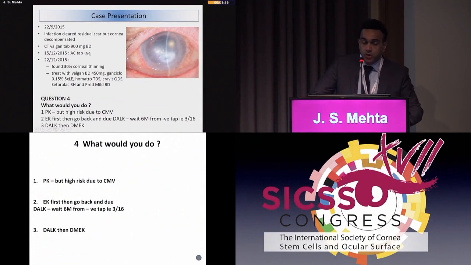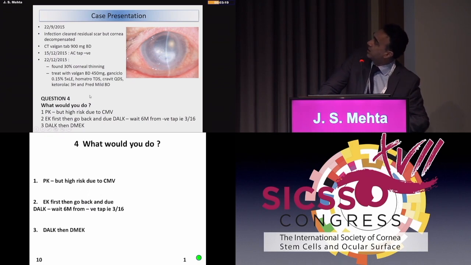So we continued him on his oral valganciclovir tablets. We found him to have 30% thinning, and he remained on this treatment with valganciclovir, ganciclovir ointment, tropicamide and Cravit. He was on an anti-inflammatory, ketorolac, and a mild dose of steroids. So now we have this area of thinning over here with corneal decompensation. What would you do next?